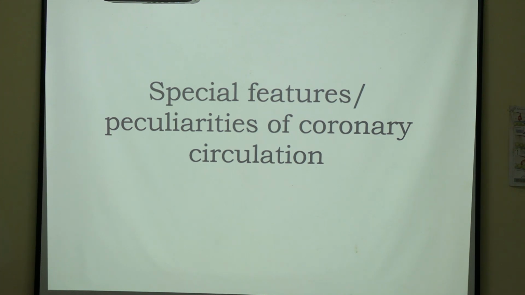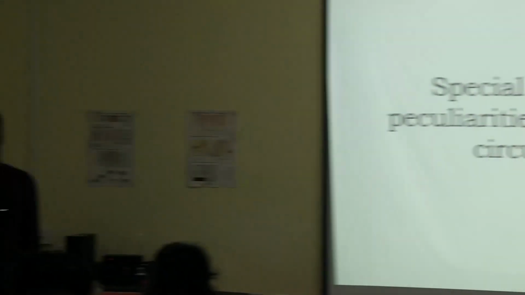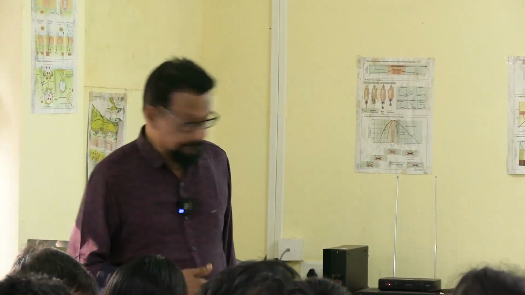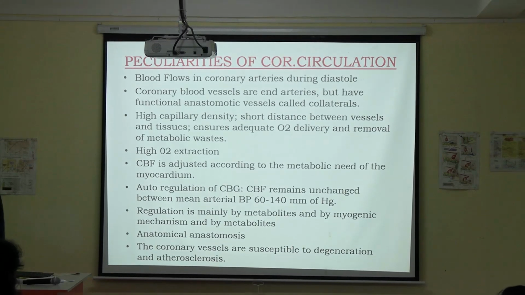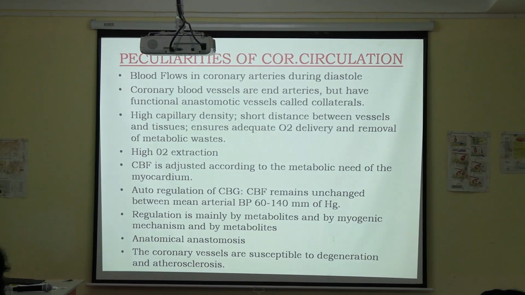There are 10 to 12 points, so try to cover those points. Only just mention these points, and now I will be trying to explain these points to you. Blood flows in coronary arteries mainly during diastole. It is already explained.